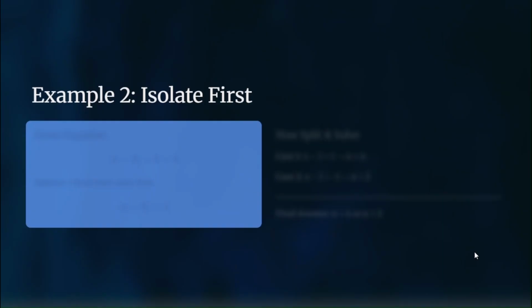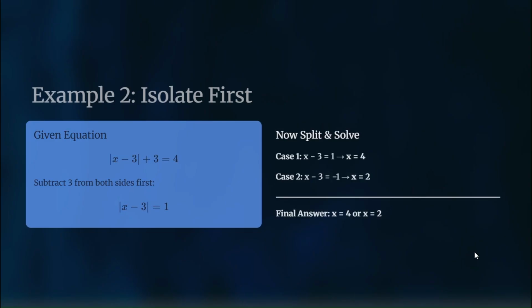When extra terms surround the absolute value, isolate it before splitting. For instance, given the equation absolute value of x minus 3 plus 3 equals 4. First, we'll subtract 3 from both sides. So absolute value of x minus 3 is therefore equal to 1. Now we can split and solve.